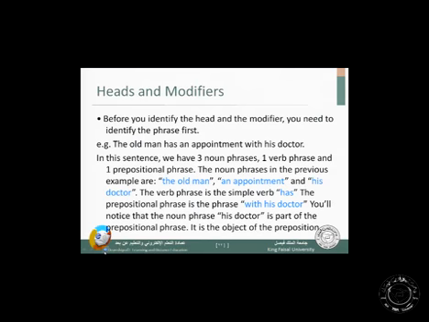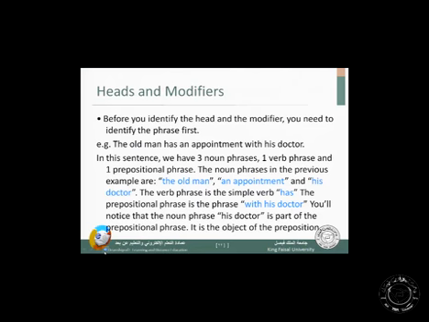It is just one verb, a simple verb, and as a matter of convenience, we call it a phrase. Even though it is just one word, we call it VP, verb phrase. The prepositional phrase is the phrase with his doctor. Here you have a preposition and a noun phrase, and you will notice that one of the noun phrases is part of another phrase. So the noun phrase his doctor is part of the prepositional phrase with his doctor.